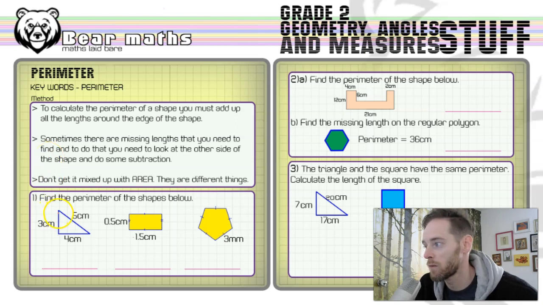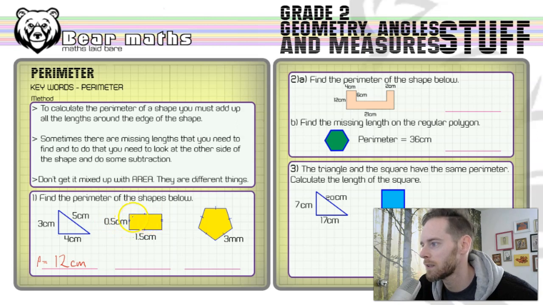So first question, we've got three shapes and we've got to work out the perimeter of each. First one, very simple: 3 plus 4 is 7, plus 5 is 12. So 12 centimeters is the perimeter of that particular shape. It might be that they want you to put P equals, perimeter equals this. I'm not going to do it for every question, but it could be that that's what they want you to write.